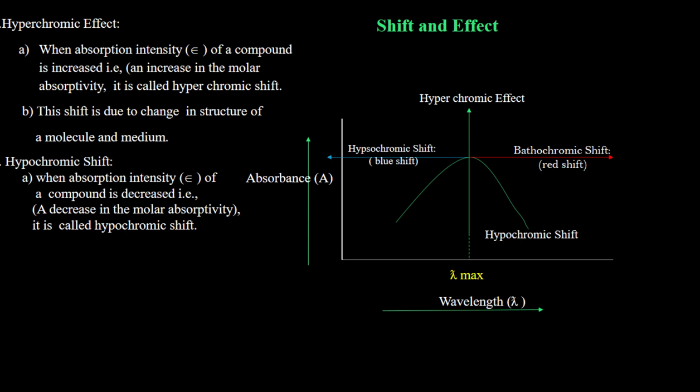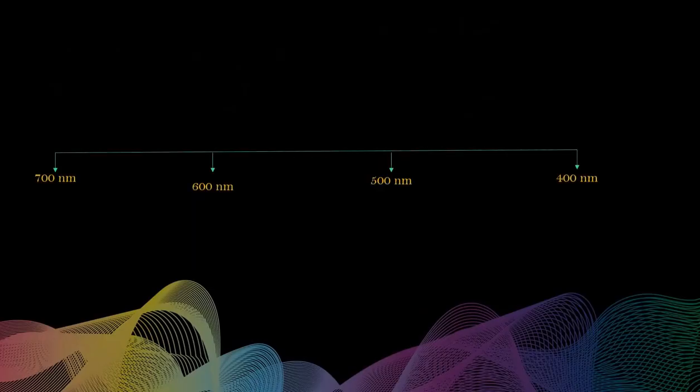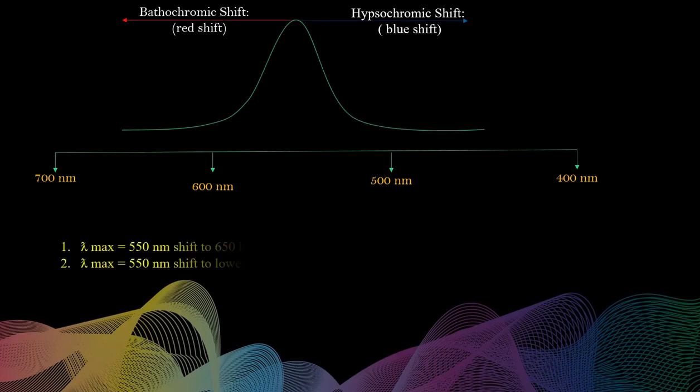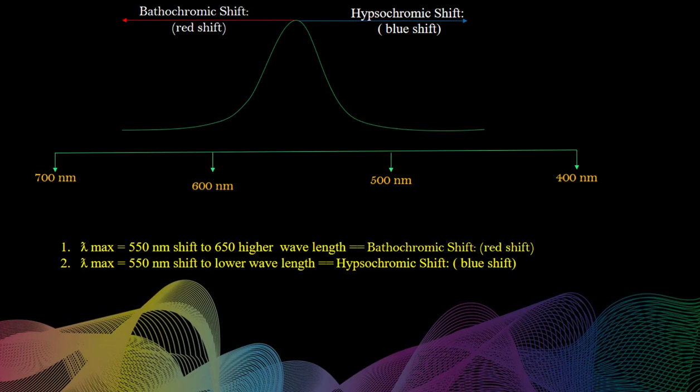On the x-axis, we have plotted wavelength, that is called lambda max. On the y-axis, we have plotted absorption. The red line indicates the bathochromic shift, and it is also known as red shift. And on the left side, it is indicated by a blue line. This is known as hypsochromic shift, and it is also known as blue shift. The green line up above is known as hyperchromic shift, and downward this is hypochromic shift. That we can explain better in this diagram in the next slide.